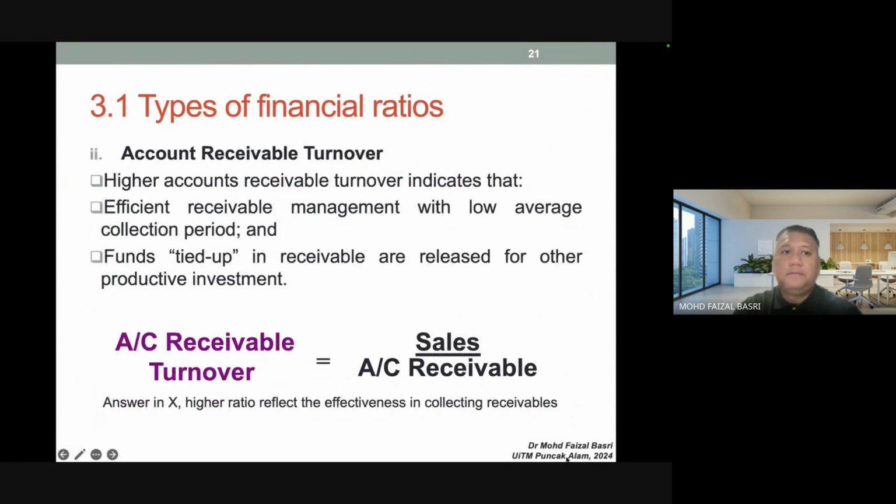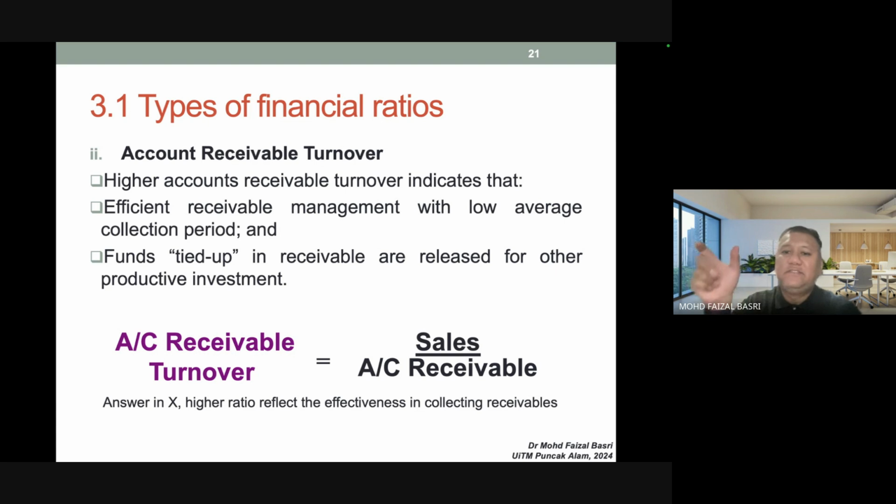Okay, the second ratio under activity is called account receivable turnover. Okay, and as I said just now, turnover, you can associate it with sales. So whenever you see account receivable turnover, you know there will be account receivable in the formula, then there will also be sales in the formula. So that's why, as you can see, the formula is sales divided by account receivable. So the higher account receivable turnover indicates that the company is efficient in receivable management with a low average collection period.